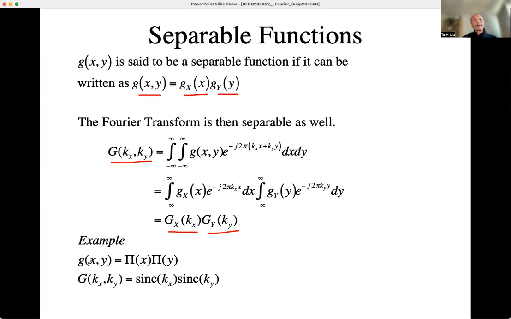For example, if g of x,y is a two-dimensional rect function, I know that the Fourier transform is just the Fourier transform of pi of x, which is equal to sinc kx, times the Fourier transform of pi of y, which is sinc ky.